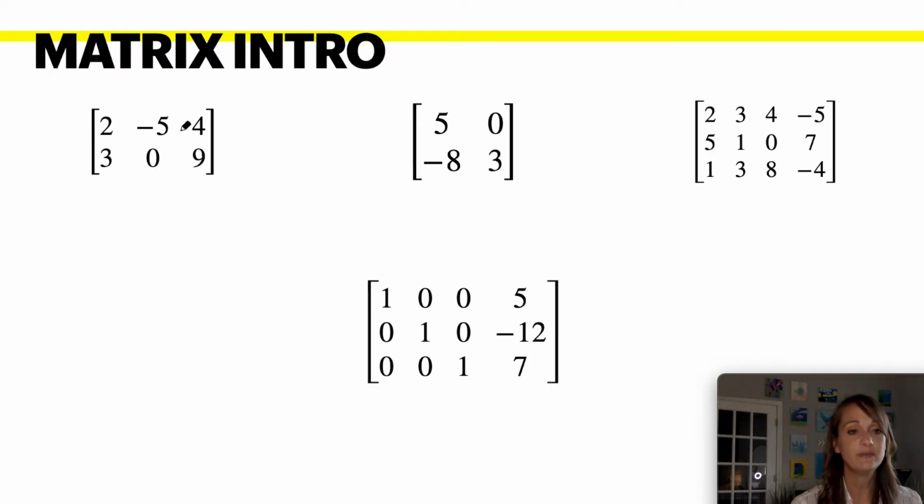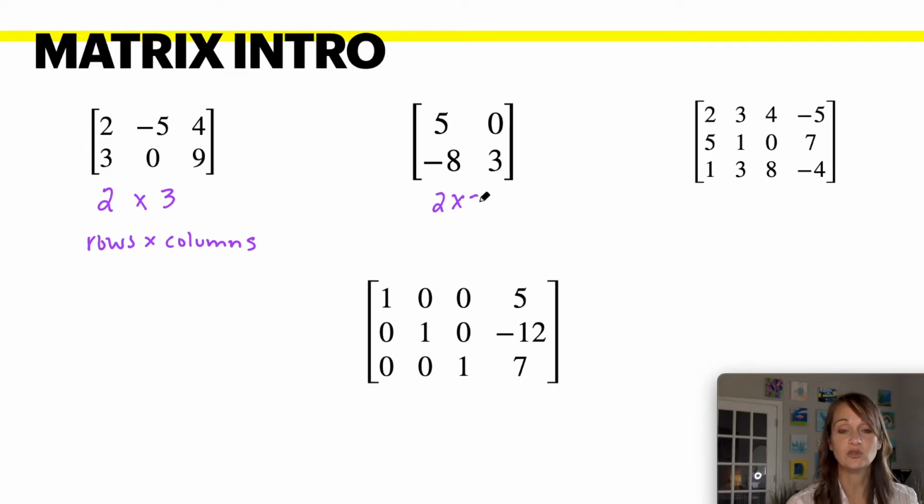So this matrix right here is basically a rectangular array of numbers based off of elements and entries. So there are 6 entries here based off of 2 rows and 3 columns. And so the dimension of this matrix would be a 2 by 3. There are 2 rows and there are 3 columns. So you would say that this is a 2 by 3. In this case, you would say it is a 2 by 2 matrix because there's 2 rows and 2 columns. This would be a 3 by 4 matrix.